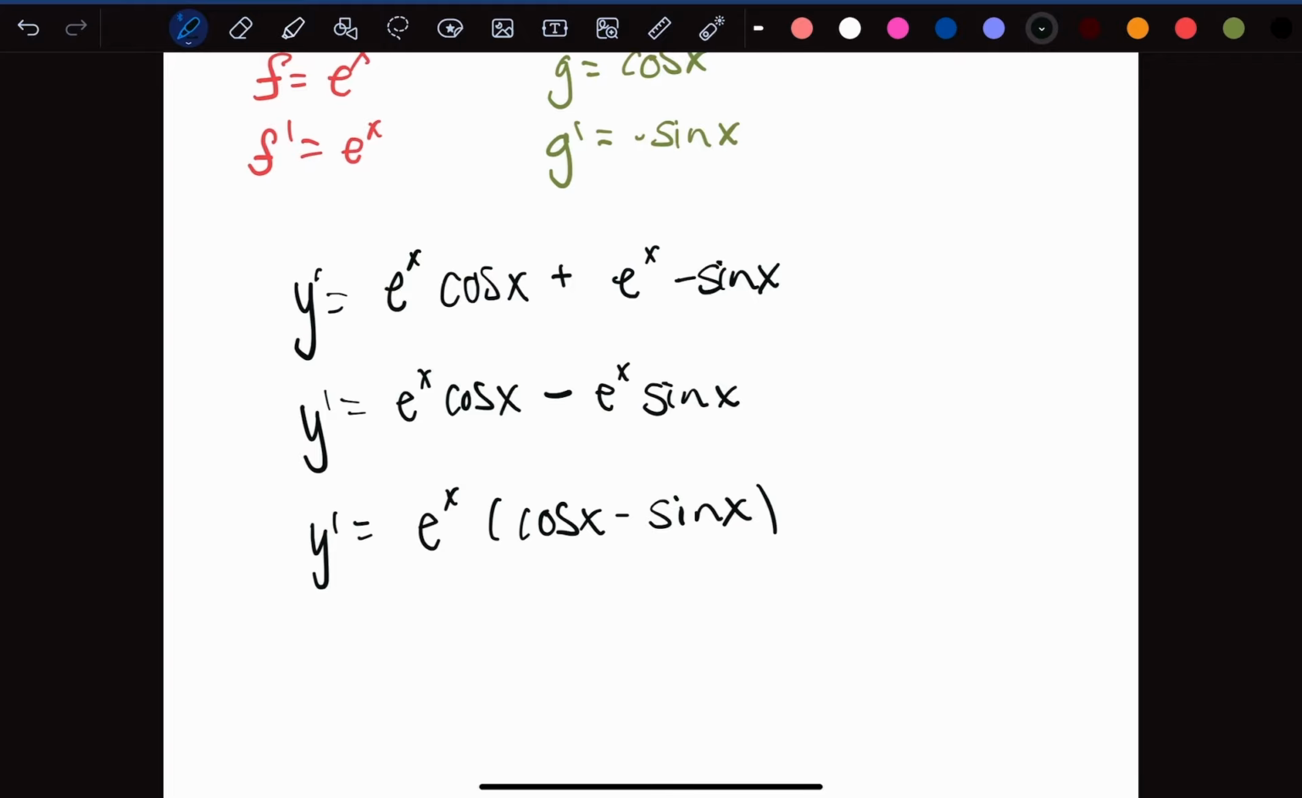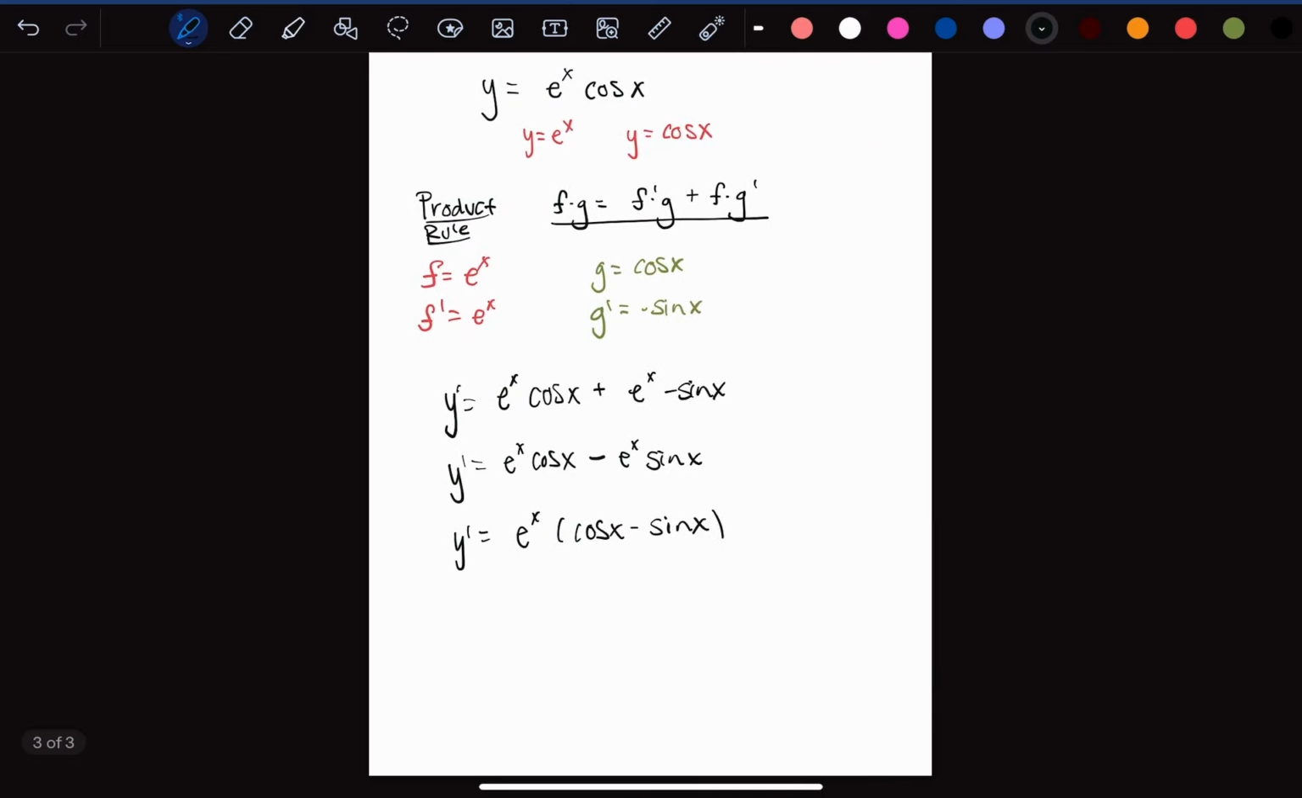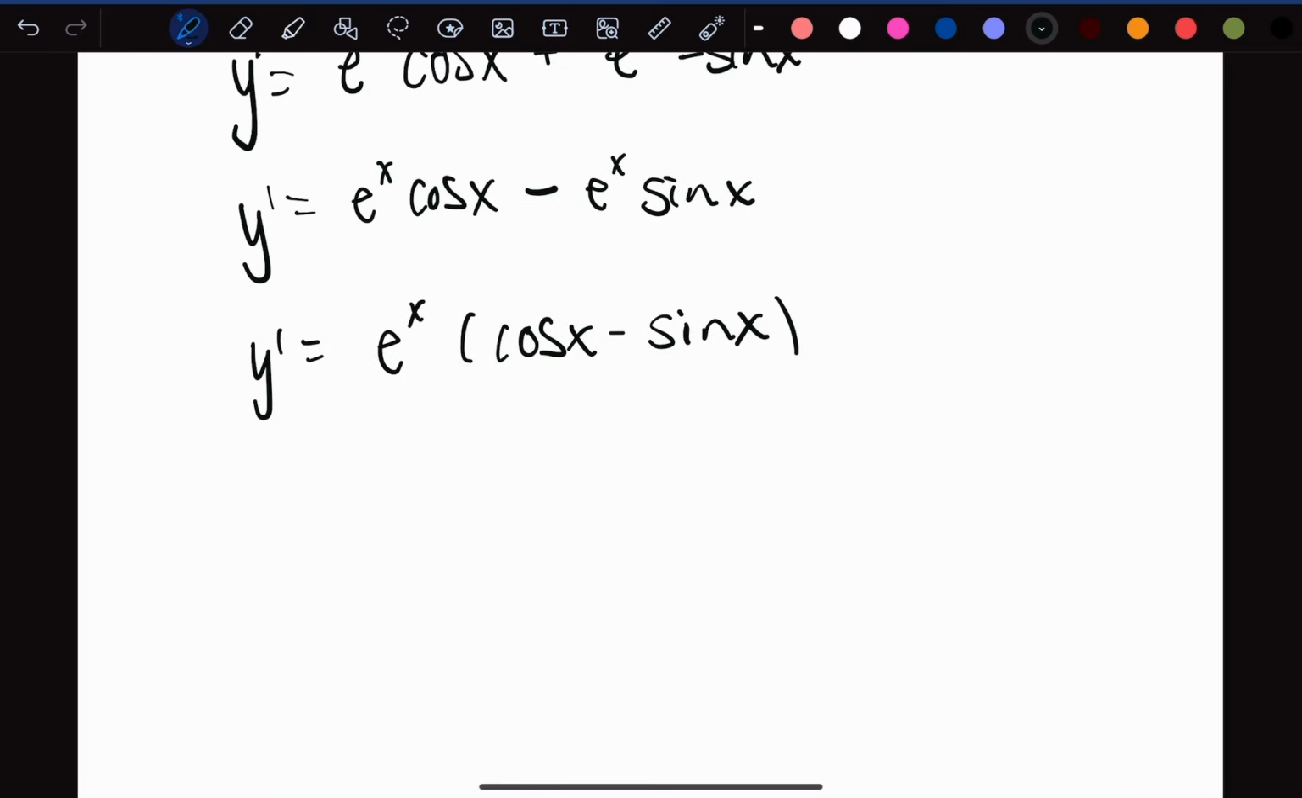So now that we have our derivative, let's go back and look at what our steps are. So we took the derivative of our equation. That's done. Now we need to plug in our x value into our derivative and find what our exact value for our slope is going to be. So we're at the point (0, 1). So let's go back here and plug in 0 for our x values.